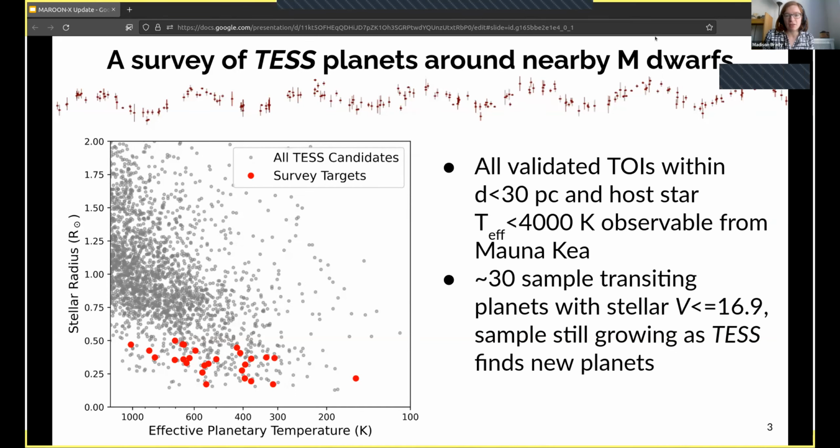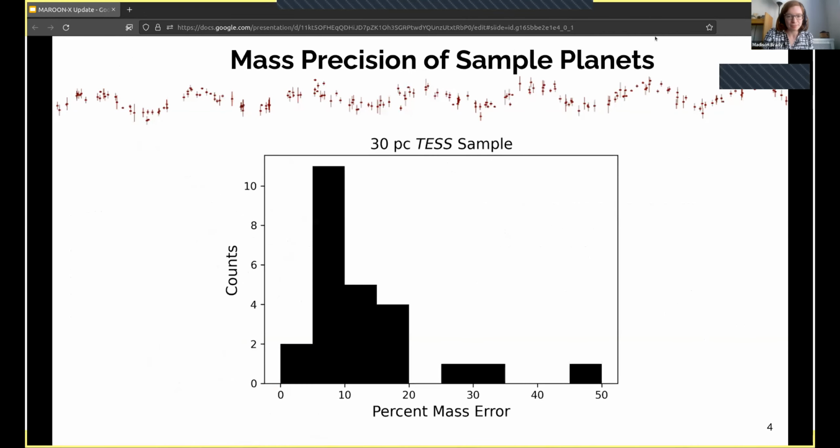One of the projects that I've been involved with in the last couple of years is specifically a survey of TESS planets around nearby M dwarfs. So we're attempting to perform pretty extensive follow-up of all of the validated TOIs within about 30 parsecs that are visible from Mauna Kea, with the intention of achieving a 10% or less mass error measurement on all of these planets. Overall, our sample currently contains about 30 transiting planets with stellar V magnitudes of about 17 or less, and the sample is continuously growing as TESS continues to discover new planets.